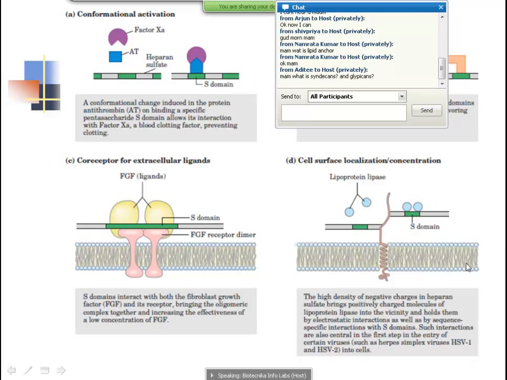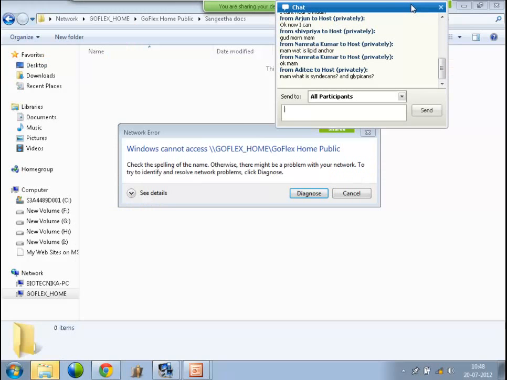So if you look at this structure, are you all understanding, online students? Aditi, did you understand what syndicans and glypicans are?